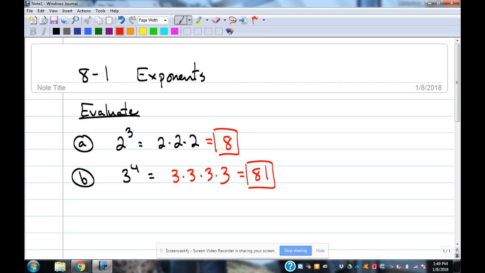Okay. So evaluating just a number, getting that answer, this is called standard form. When you work out the number, it's standard form. If we leave it like this, when we do some other problems, this is called exponential form. 2 to the third power is exponential. 3 to the fourth is exponential. 8 is standard. 81 is standard. So exponential has exponents. That makes sense. Standard is just a regular number.